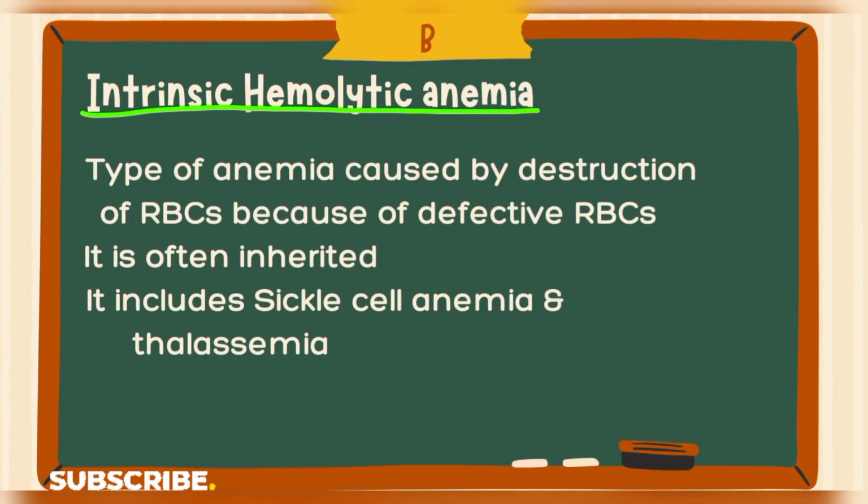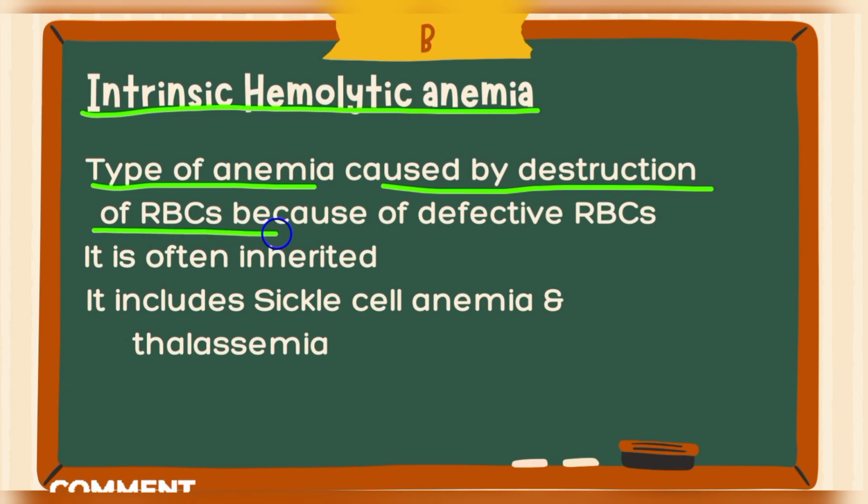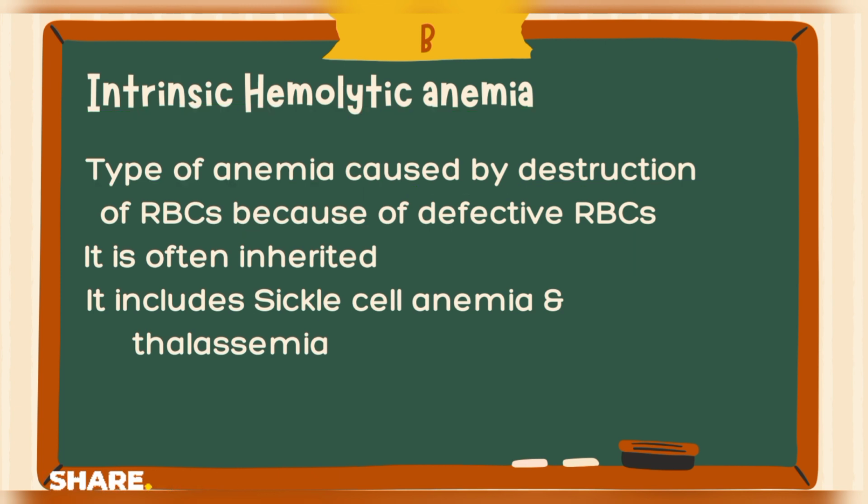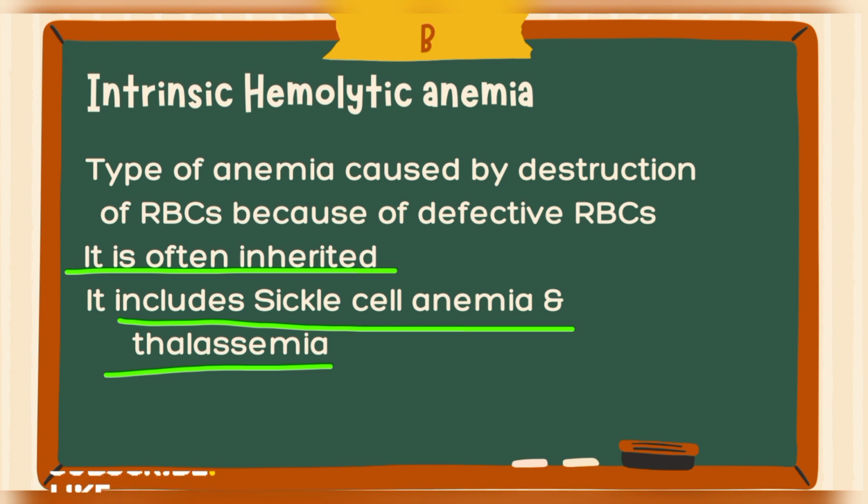Next is the intrinsic hemolytic anemia. Intrinsic hemolytic anemia is a type of anemia caused by destruction of RBC because of the defective RBCs. There is a production of unhealthy RBCs which are short-lived and are destroyed soon. Intrinsic hemolytic anemia is often inherited. It includes sickle cell anemia and thalassemia. Because of the abnormal shape in sickle cell anemia and thalassemia, the RBCs become more fragile and susceptible for hemolysis.